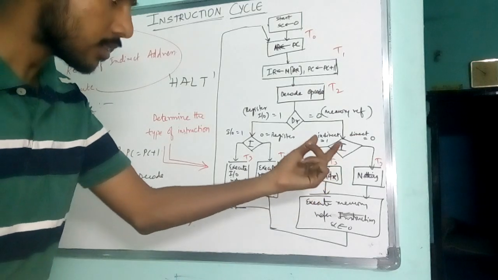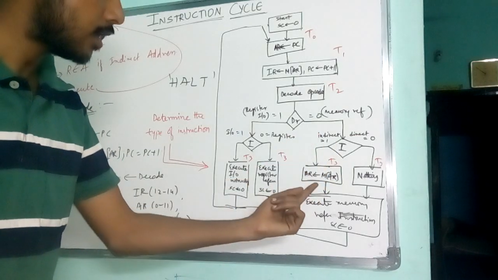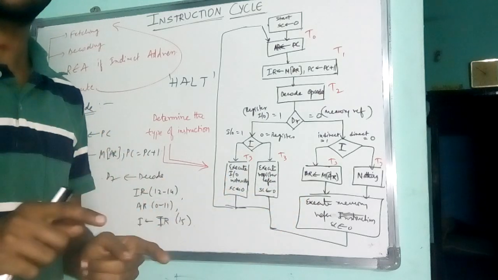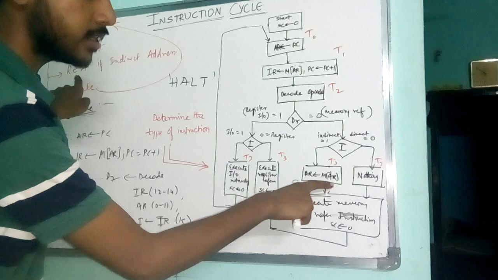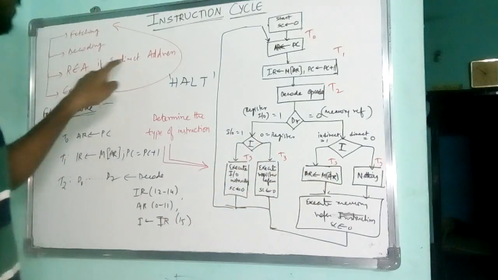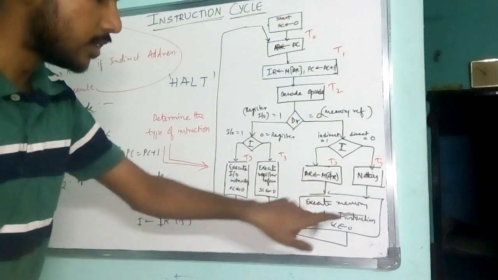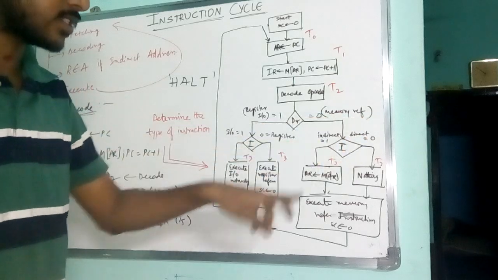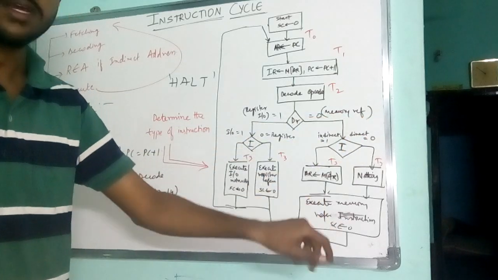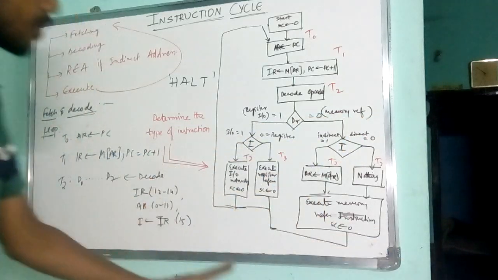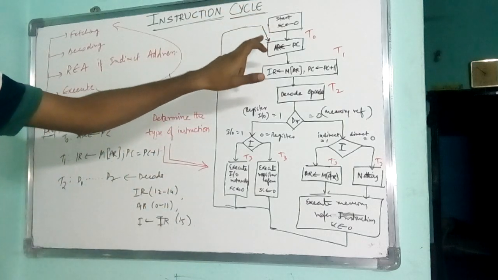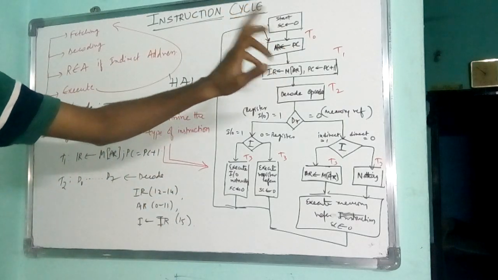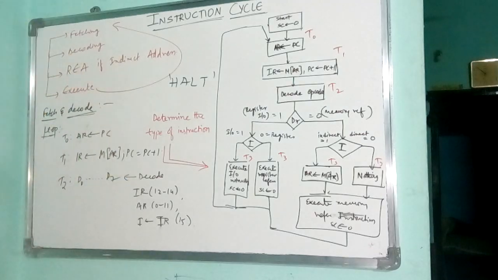Now here, if it is 1, it is indirect addressing. Whenever we come across indirect addressing, we need to read the effective address, right? So we are reading the effective address of the register given. Then after that, we execute the memory reference instruction, setting my SC to 0. Again, it goes back to the starting position, T0, fetching.